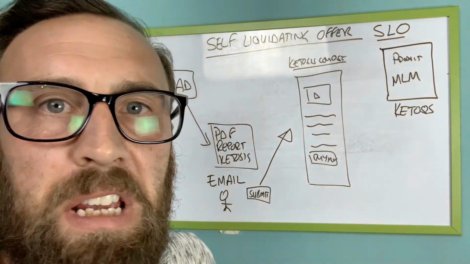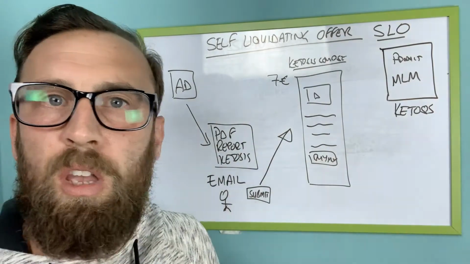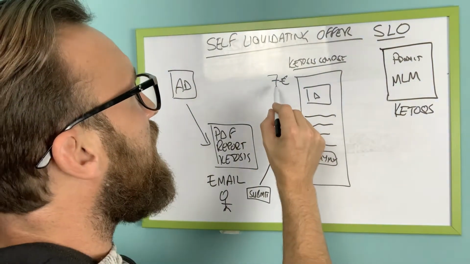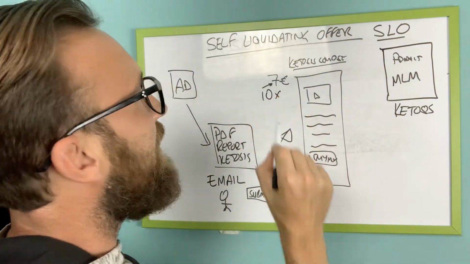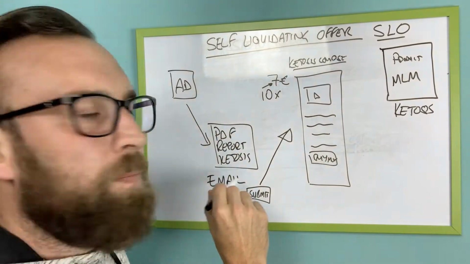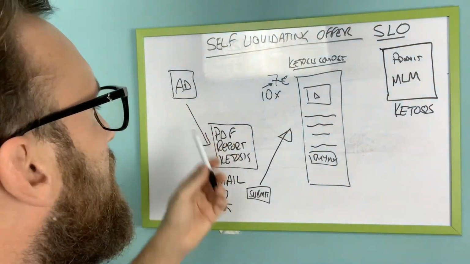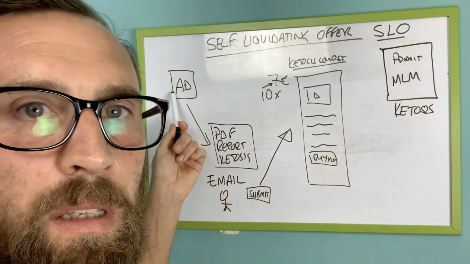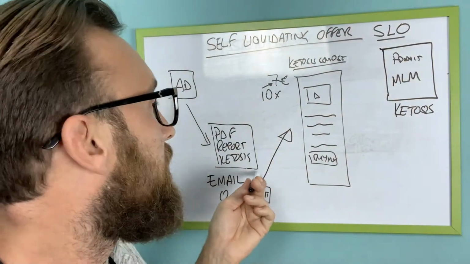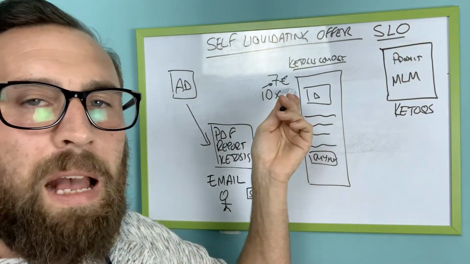And I charge them, let's say, €7 for that course. We're going to make sure that it's an absolutely fantastic value course, worth at least 10 times that €7. So you drive the ad, they get the free report, you send them to the ketosis course, which costs €7. You already know that these people are interested in ketosis because your advert talks about the PDF report on ketosis. So when you try and upsell them, €7 is nothing. Absolutely nothing.